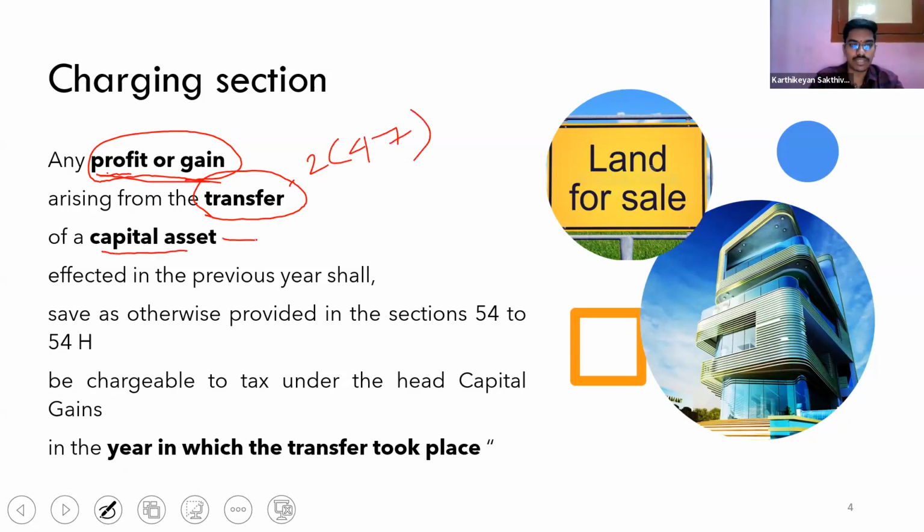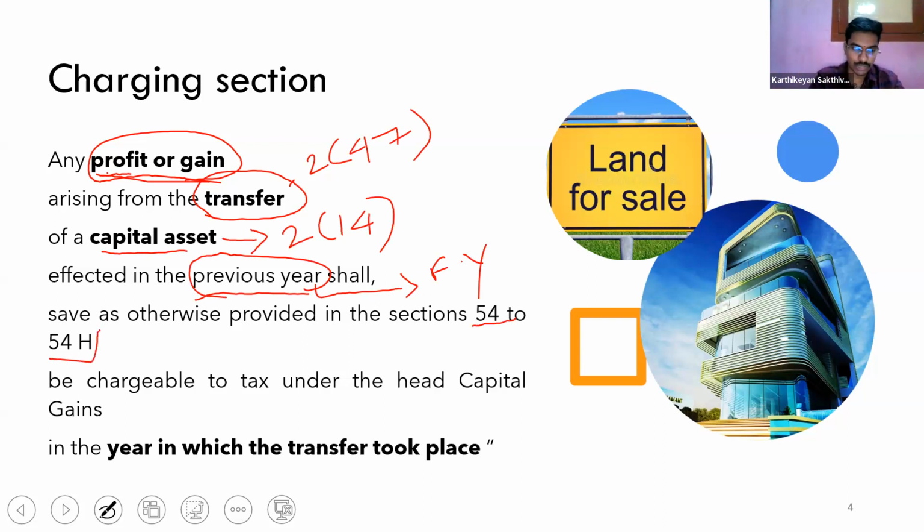Then of a capital asset: this capital asset is defined in clause 14. Effected in the previous year. Previous year is also defined. You basically know what a previous year means. It is the financial year, defined in section 3. Save as otherwise provided in 54 to 54H, basically the deductions. Shall be chargeable to tax under the head capital gains in the year in which the transfer took place. Right.